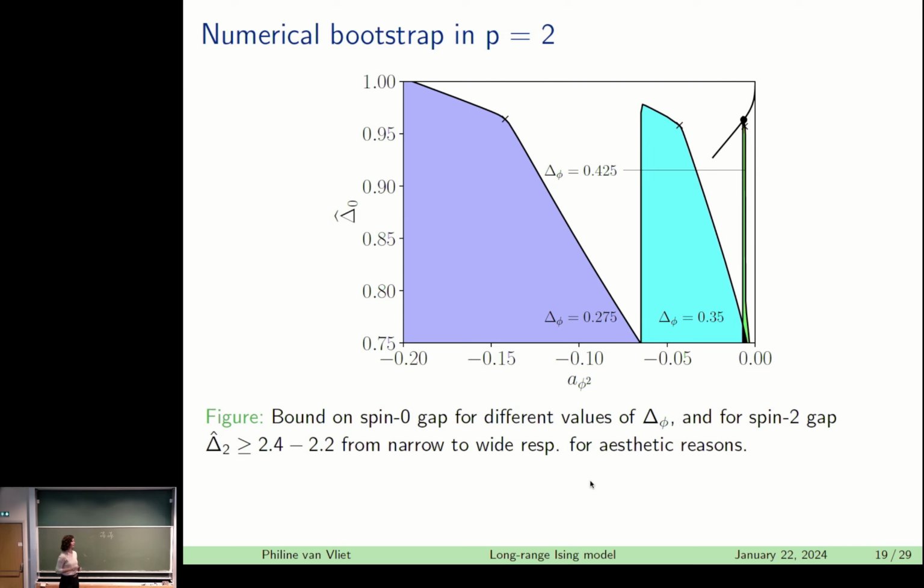So let me show you some results first for the two-dimensional long-range Ising, and here we have the bounds on the first spin 0 operator, so the first scalar operator, and we have them as a function of a phi squared. So what we have chosen to do is to not fix this a phi squared, but instead use it as a parameter to parameterize these OPE relations, and this allows us to input all of them at once instead of having to restrict to only a few of them.